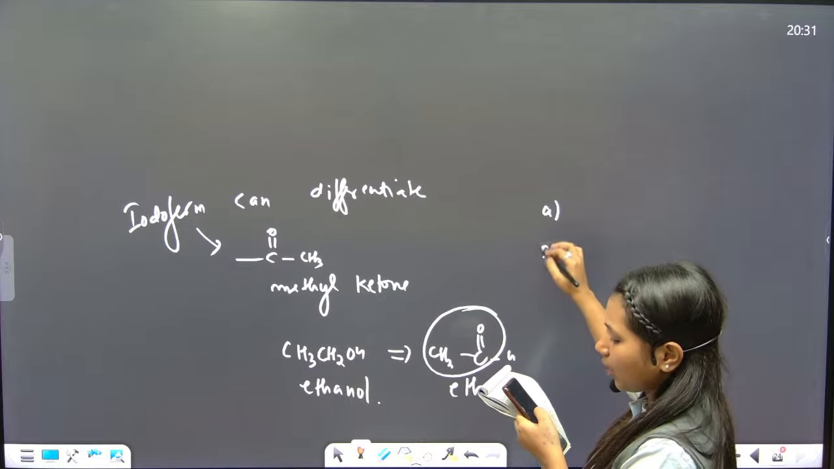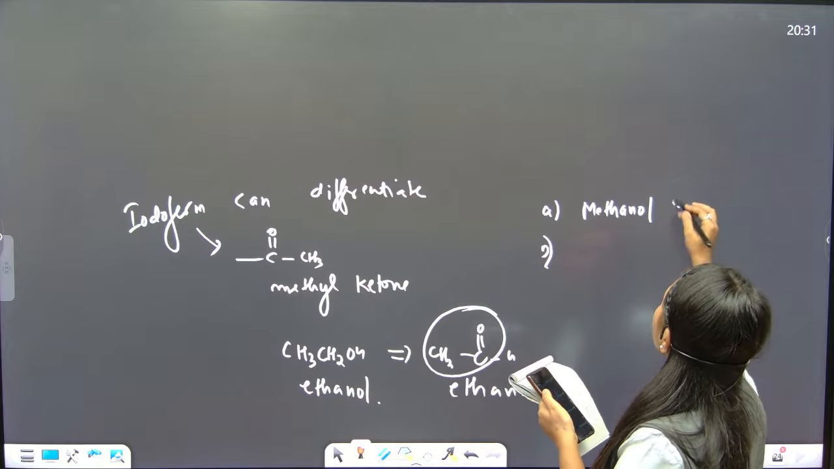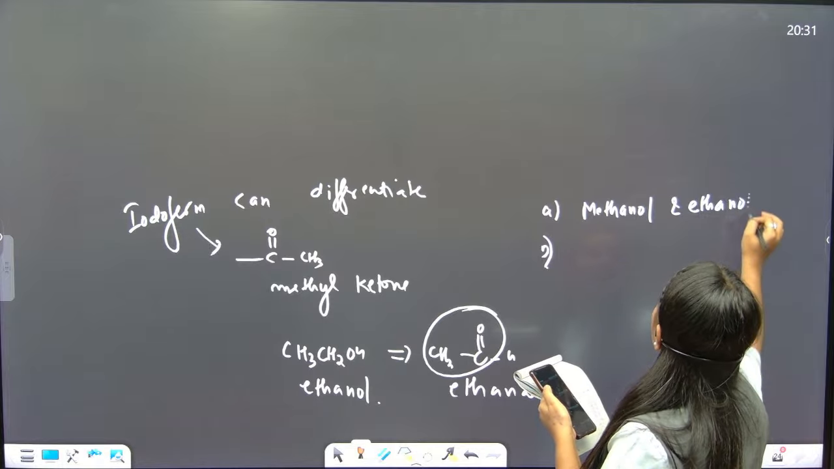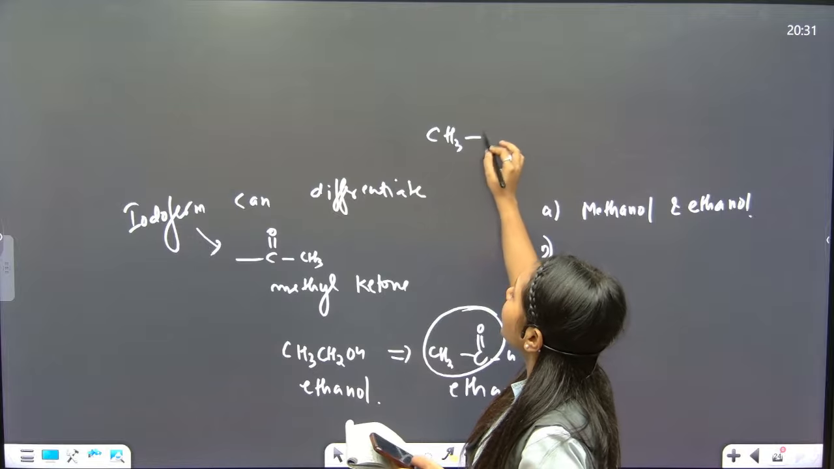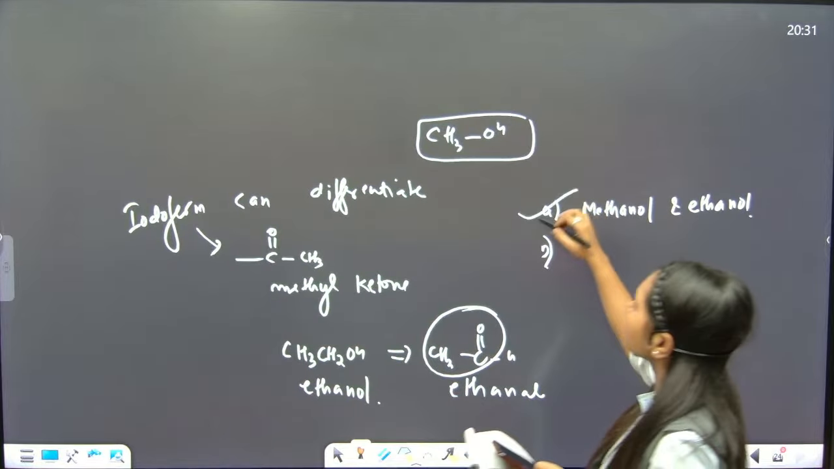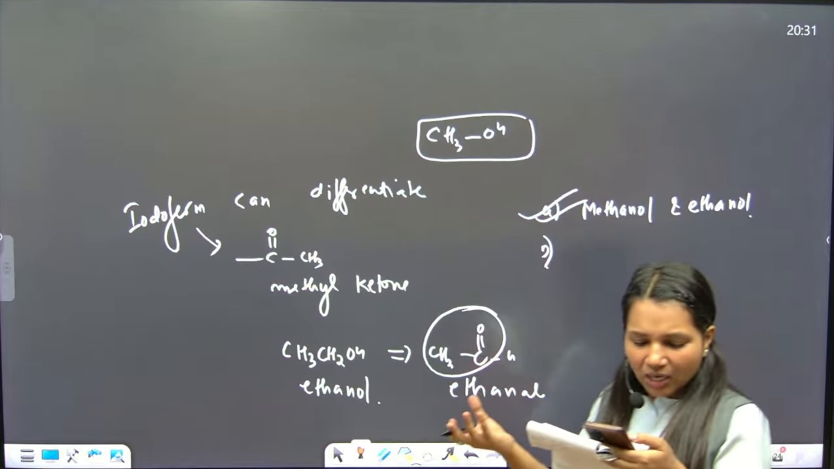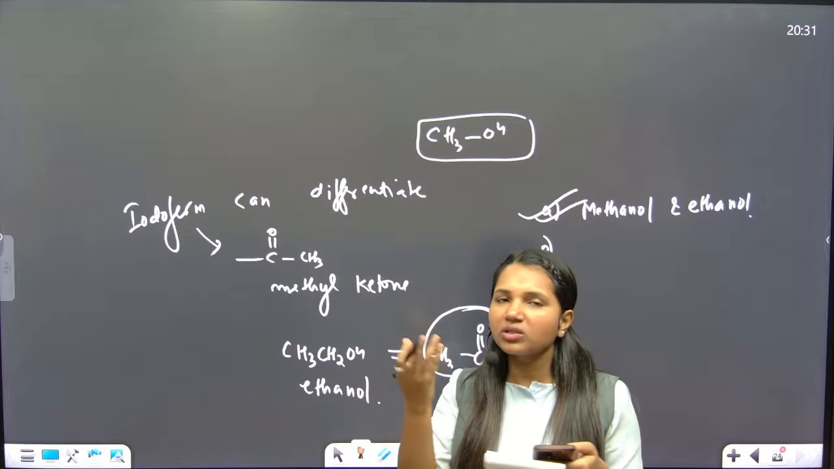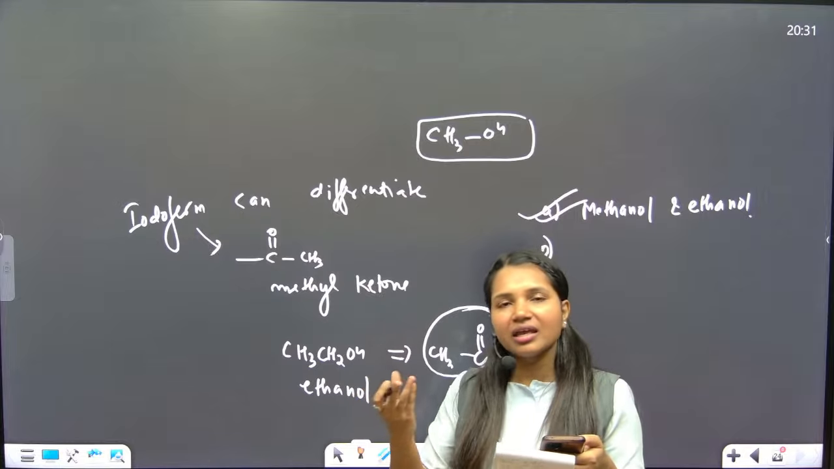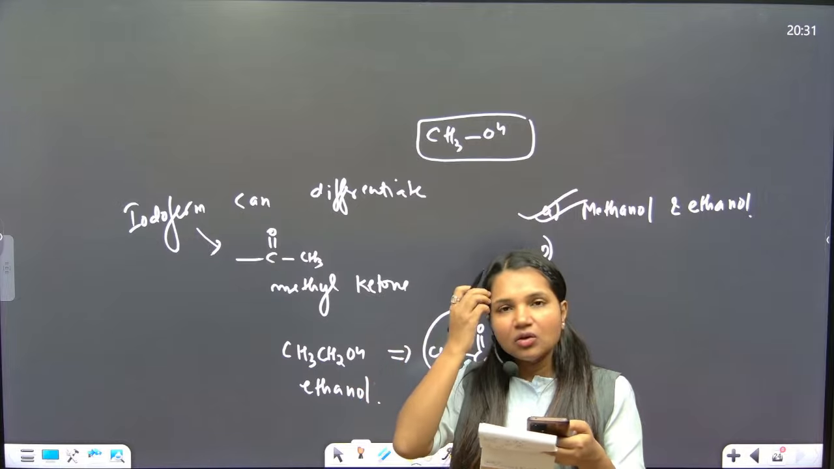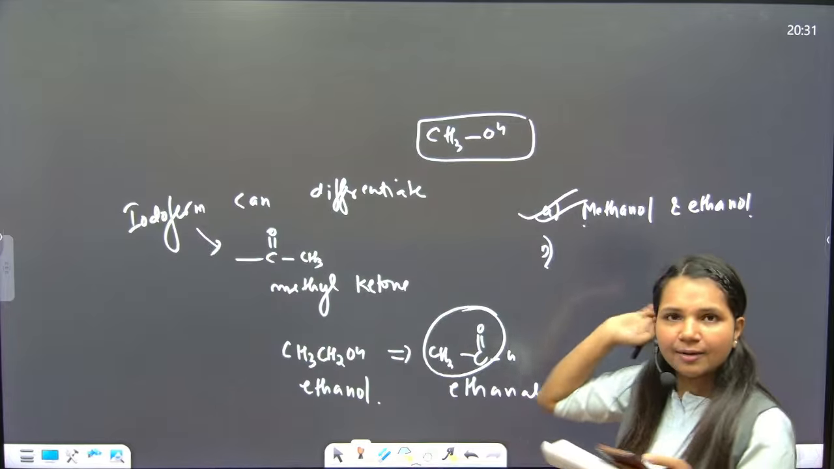So option number 1 is methanol and ethanol, and this is the only correct answer. Methanol is not going to give you the iodoform test. The other options are ethanoic acid and propanoic acid. We know that acids do not give this test. Cyclopropene and cyclobutene, again alkenes, do not give this test. Phenol and benzoic acid also don't give the test. So the correct answer is methanol and ethanol.